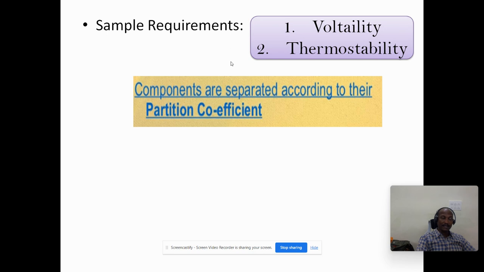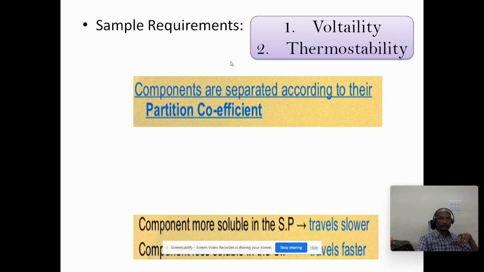How to separate the components? Every chromatography technique is used for separation only. How do we separate the components by using this particular technique? Here, the separation can be done based on the partition coefficient.